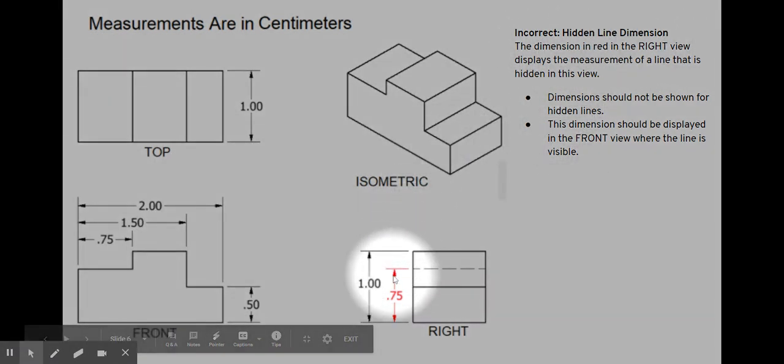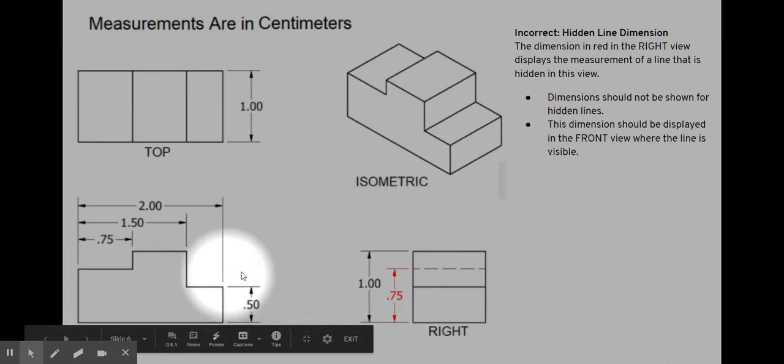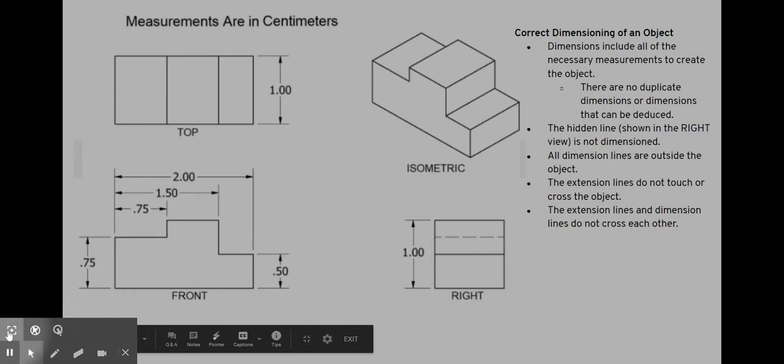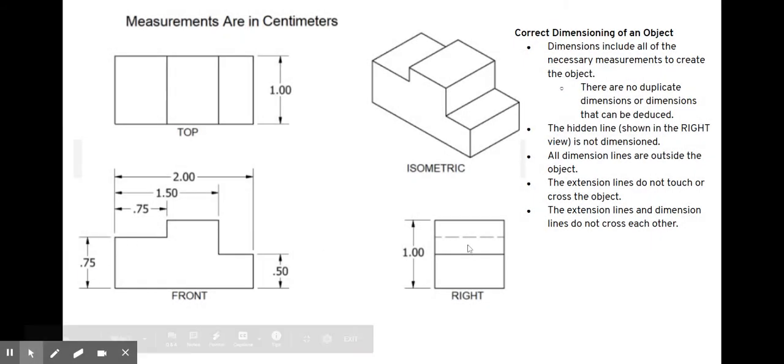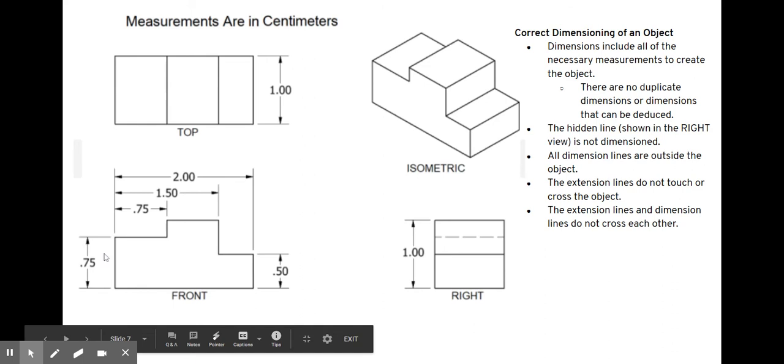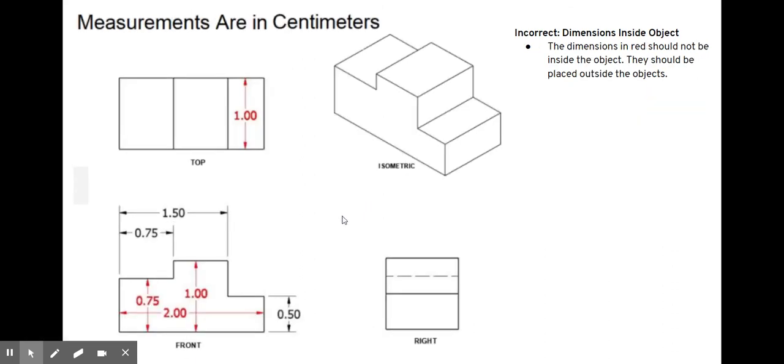dimensioning the hidden line. So here it is. Here's the hidden line. It has been dimensioned. No, no, no. Believe it or not, it would be much better over here. And if we go back to the correct drawing, it's here. We do not do the hidden lines. It's actually just seen better here. It's a better view to see it in.